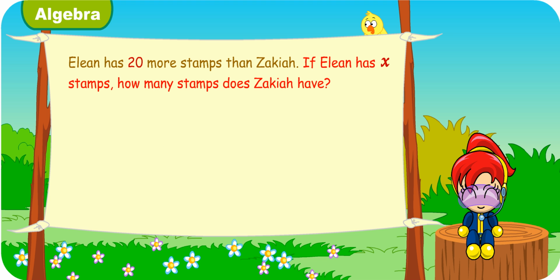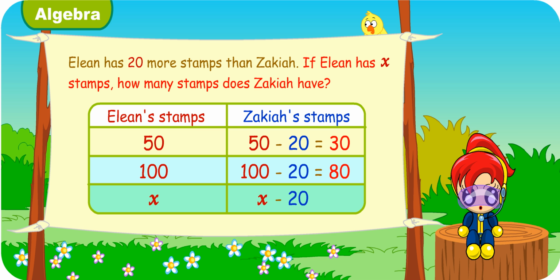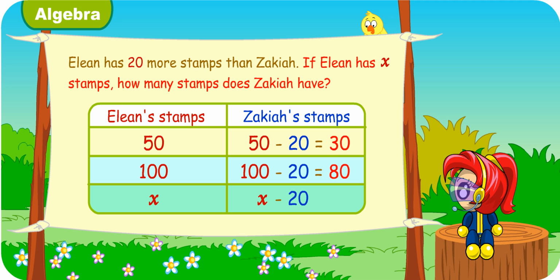Now, suppose that Eileen has a certain number of stems, say X stems. How many stems does Zakia have? That's not easy. Let me think it over. When Eileen has 50 stems, I subtract 20 from 50 and get the number of stems Zakia has, which is 30. When Eileen has 100 stems, I also subtract 20 from 100 and get the number of stems Zakia has, which is 80. In the same way, if Eileen has X stems, I am supposed to subtract 20 from X stems. Wait! I am confused. How to express Zakia's stems in this case, as we don't know how many stems Eileen has?